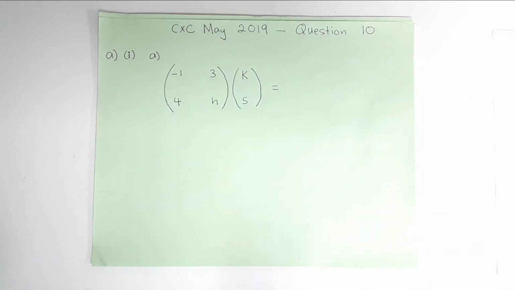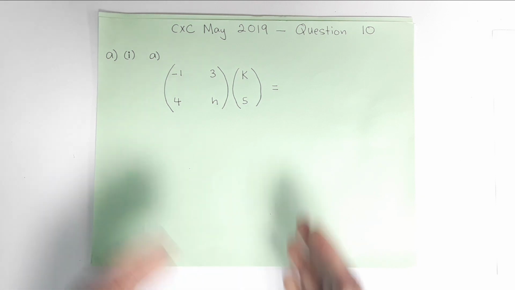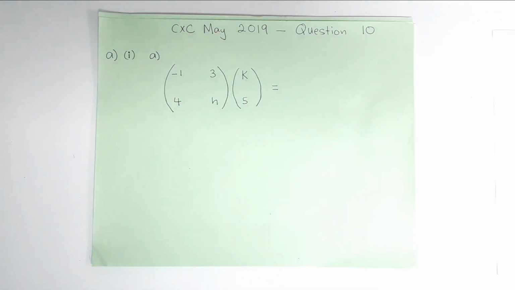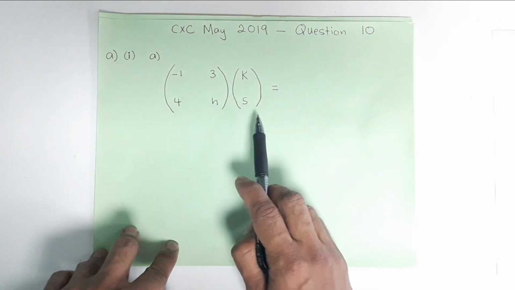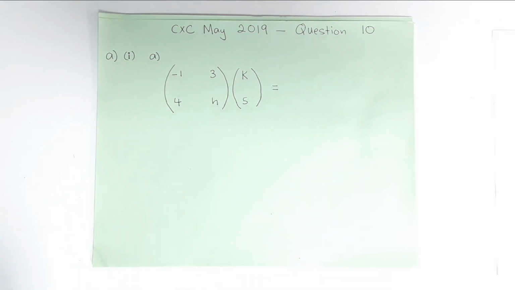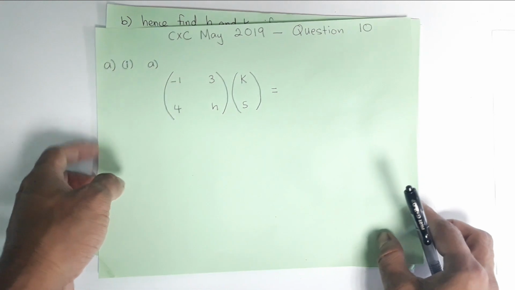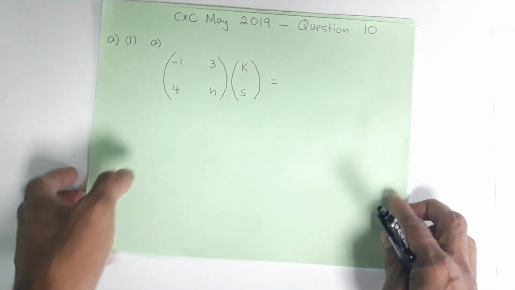In part A, part 1, they had asked us to multiply out this matrix here. Now, this here is a 2 by 2 matrix, and over here is a 2 by 1. I'm sure a lot of you may be a little rusty on how to multiply matrices, so how about I do a quick review for you all?